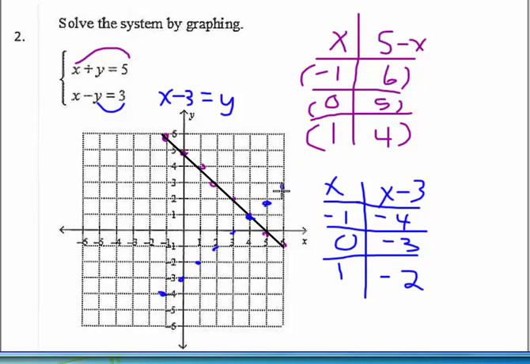Take your time and just graph the line. And where they intersect is the solution, 4 comma 1. You can always plug in your solution back into each one of them to make sure it works. 4 plus 1 is 5, 4 minus 1 is 3. It works.